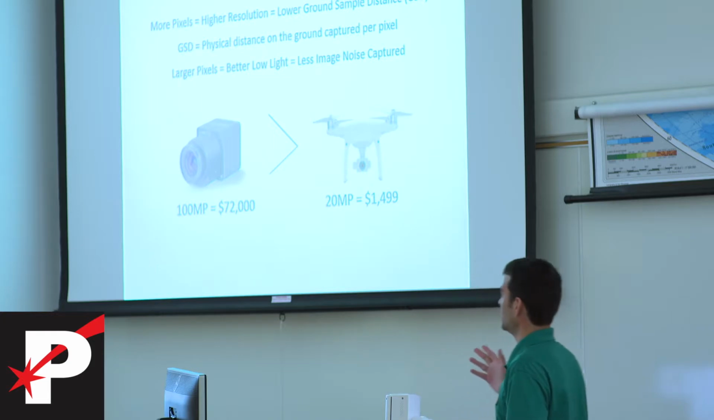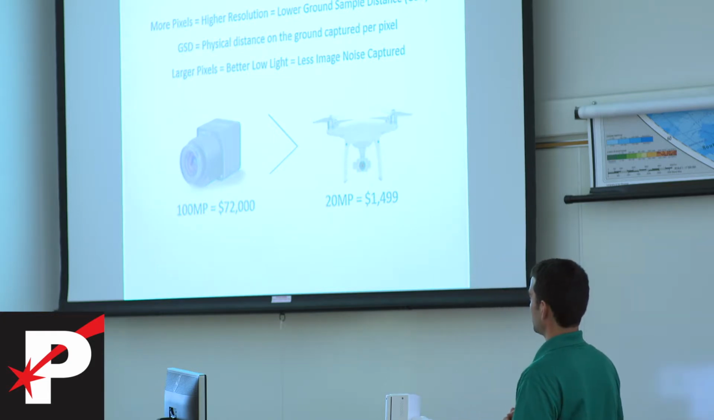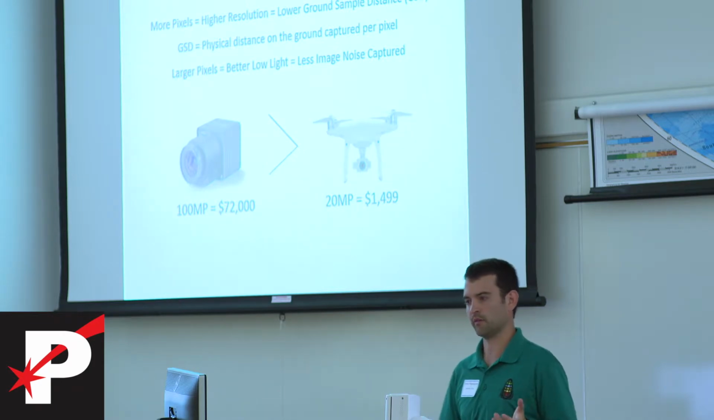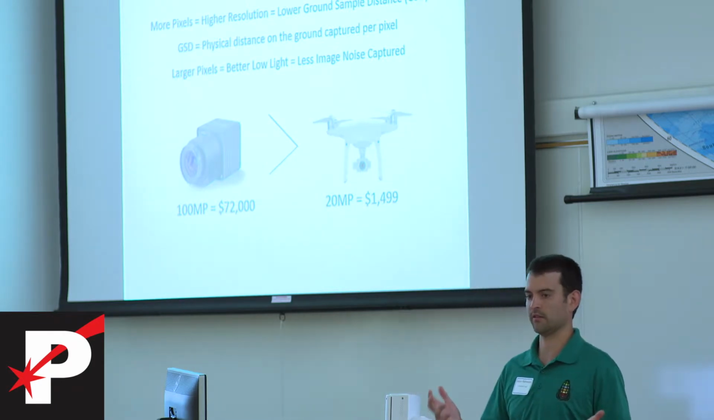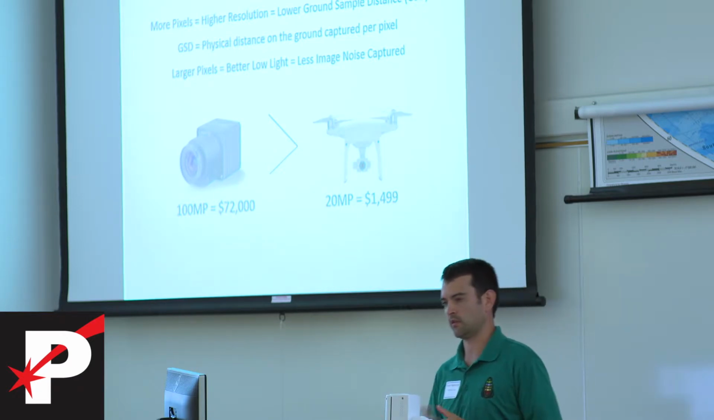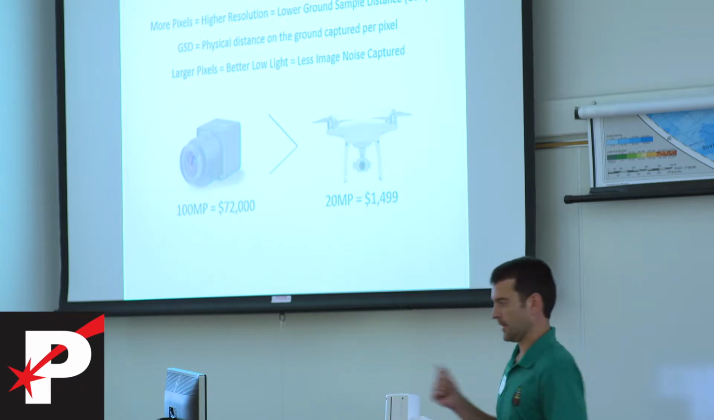And the other factor is that larger pixels, which you typically get on the larger sensors, have better low light performance, which if you're outside, doesn't really matter at some point. But it also captures less image noise, and that's important when you're thinking about infrared light. We'll get into that in a minute too.